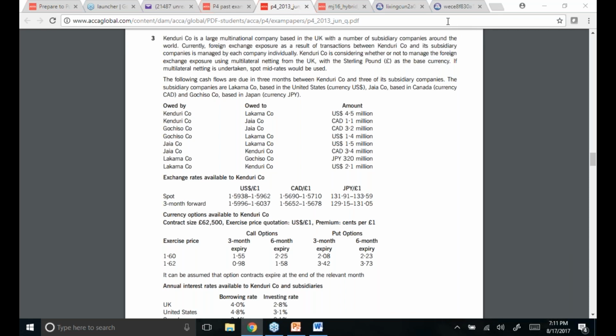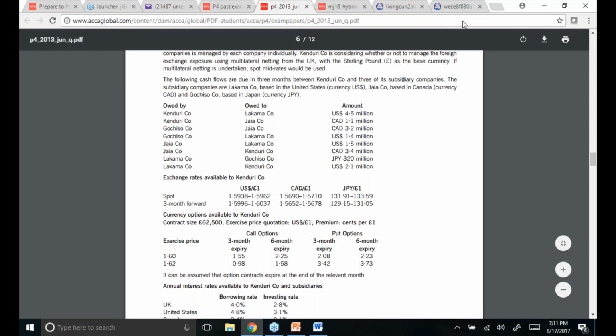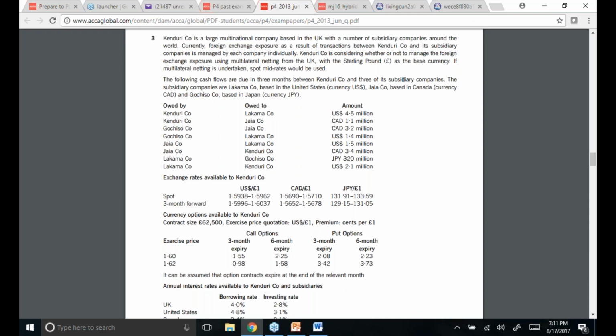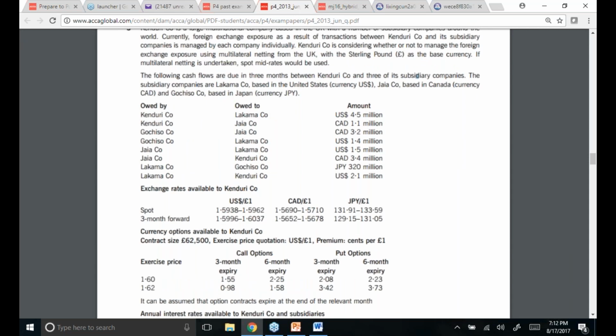Let's have a quick discussion on this netting question. This is from the June 2013 attempt. Okay, let's have a quick reading.